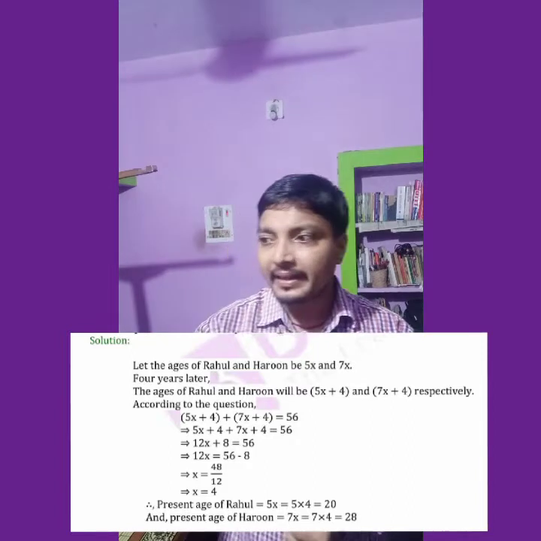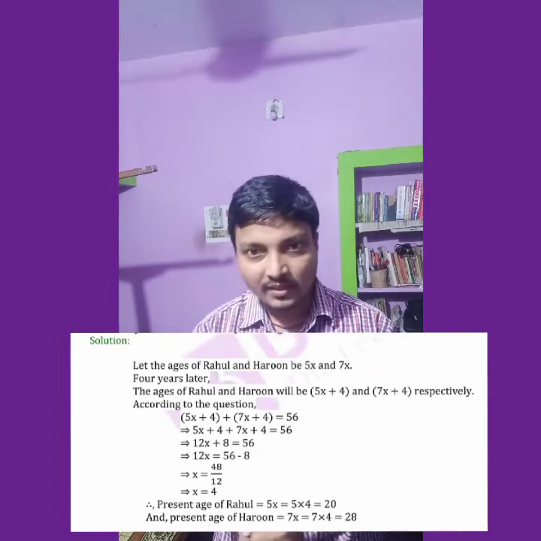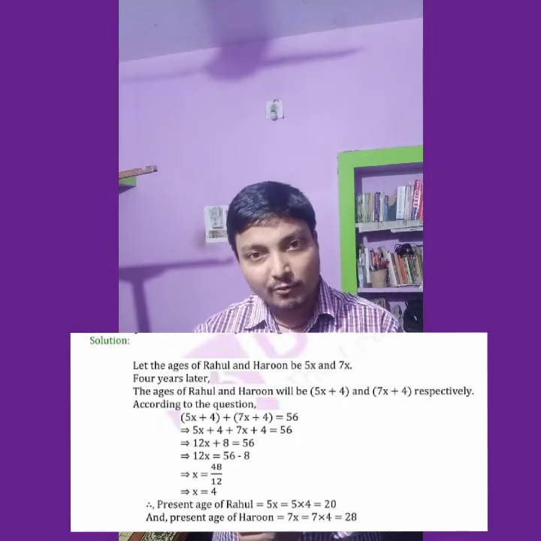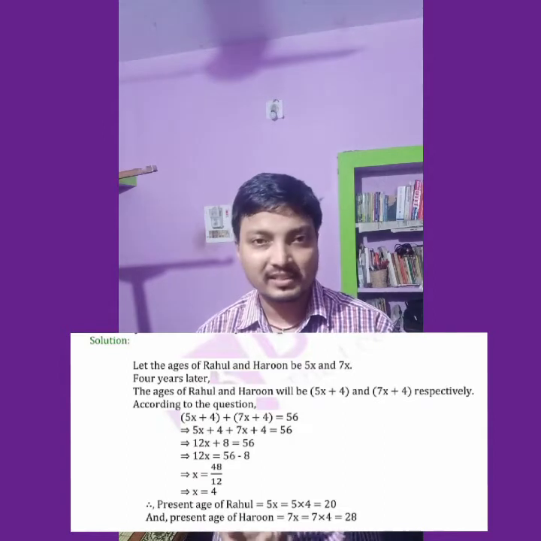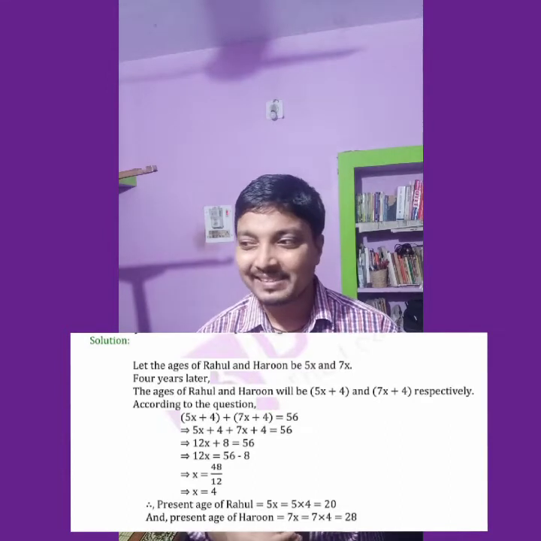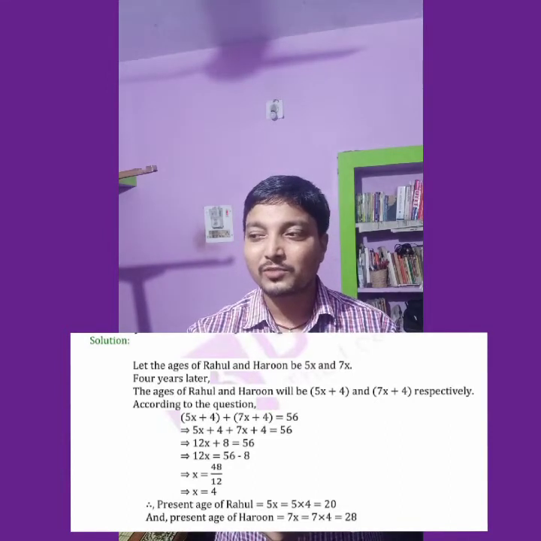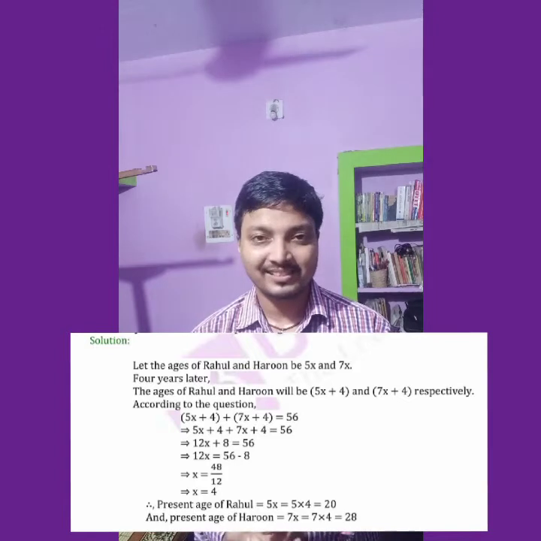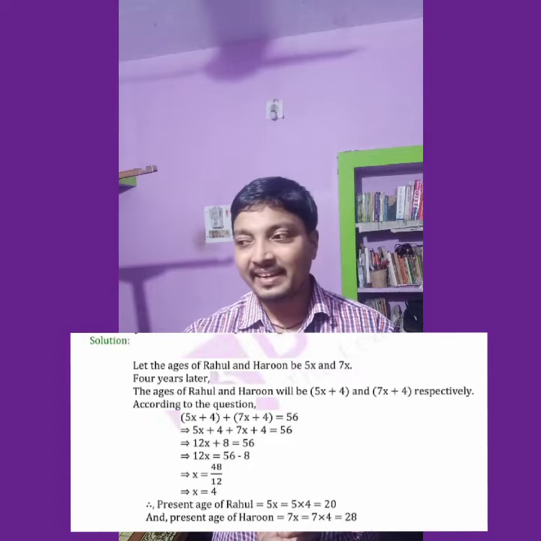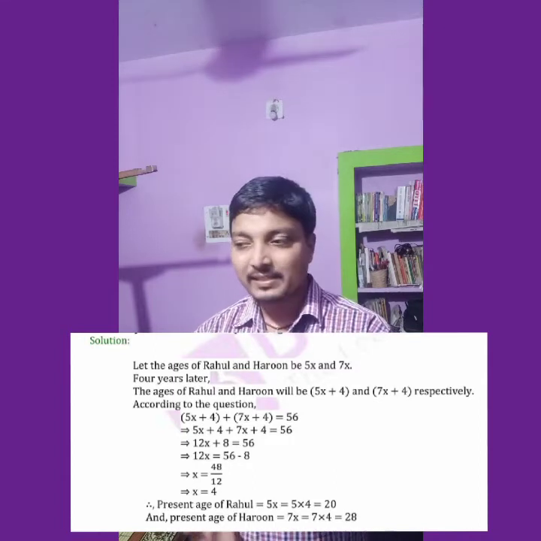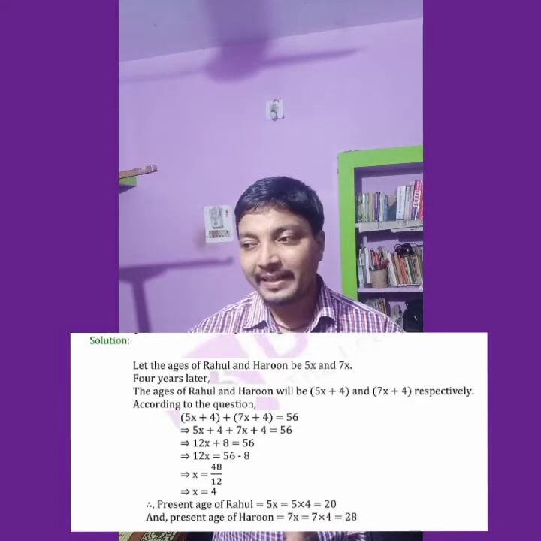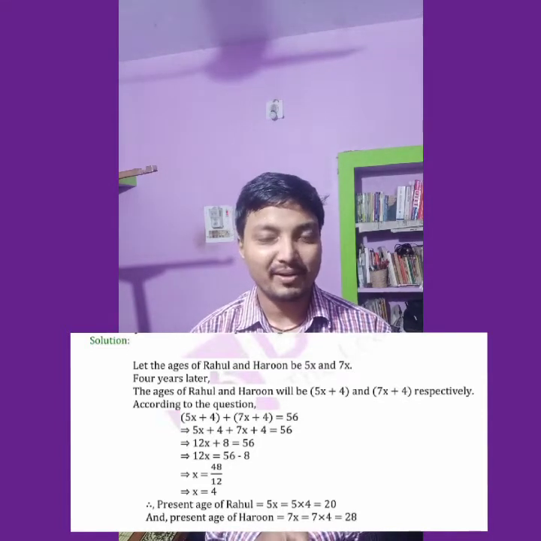It means 5x plus 4, Rahul's age after 4 years, plus 7x plus 4, Harun's age after 4 years, is equal to 56. On solving, we get 5x plus 7x is 12x, plus the constants 4 plus 4 is 8, equal to 56. So 12x is equal to 56 minus 8, which is 48. So x is equal to 48 divided by 12, which is 4. x is equal to 4.